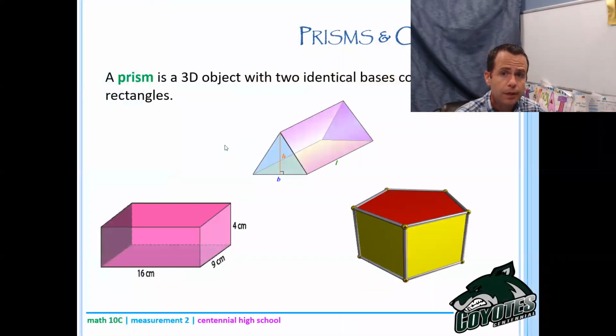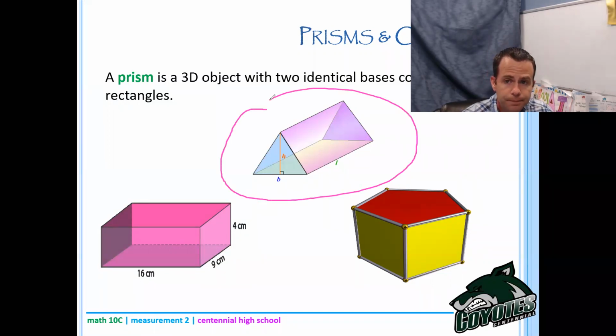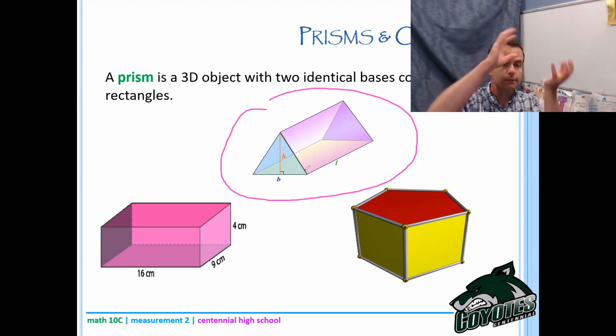A prism is a three-dimensional object with two identical bases connected with rectangles. Now, I want you to understand what the term base here means. Base doesn't necessarily mean at this moment it's on the bottom. If you take a look at this guy right here, what's on the bottom of that guy right now is a rectangle, okay? But that's actually not the base of this shape. You have to remember that we can pick these up, we can rotate them, we can flip them around, and get different views. And every time we do that, a different object is on the bottom. The base is the shape that kind of creates the whole thing.